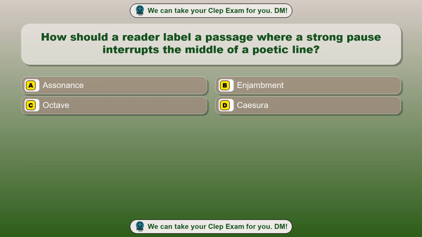Question 78. How should a reader label a passage where a strong pause interrupts the middle of a poetic line? Option A, assonance. Option B, enjambment. Option C, octave. Option D, caesura. The correct answer is option D.